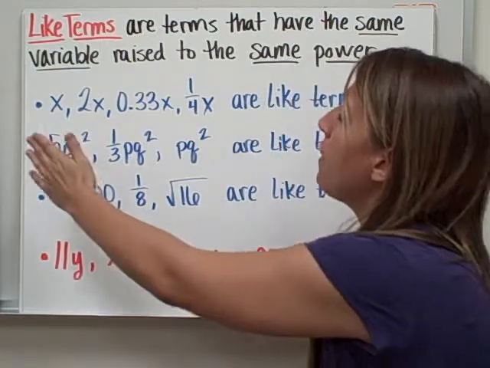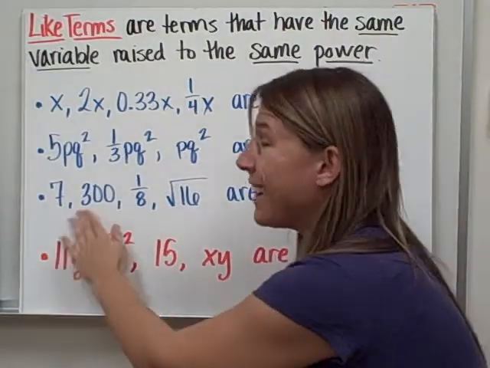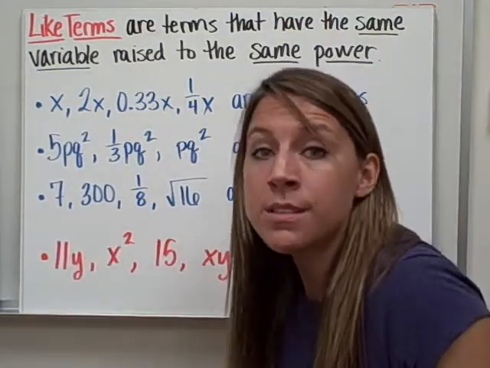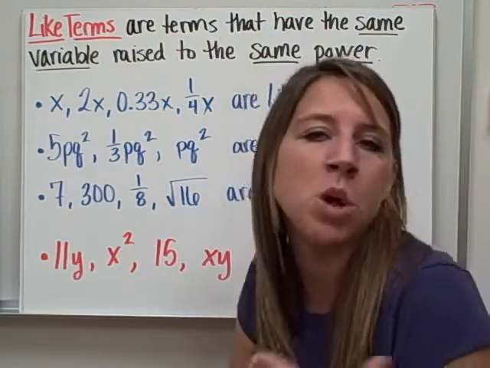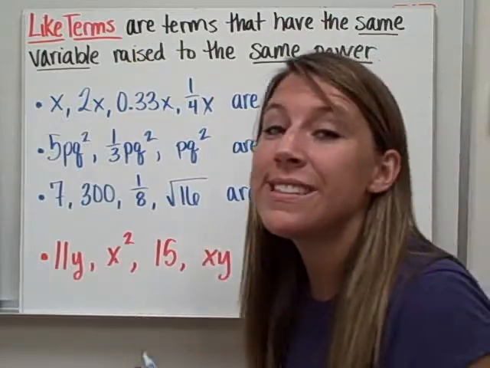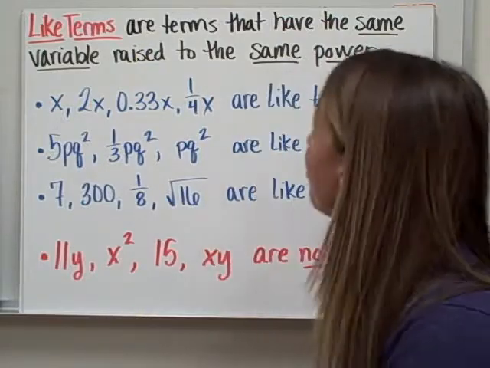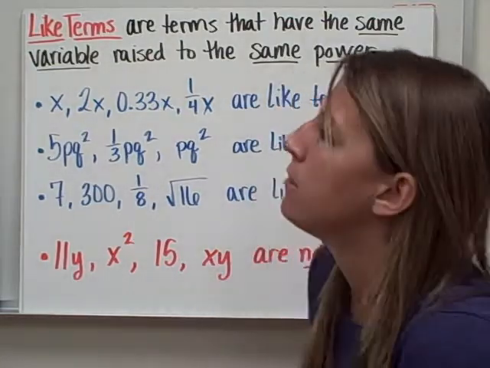And just like all of these have the same variable raised to the same power, if you have constants or just numbers that don't have a variable, well then they all technically have the same variable because they don't have one. So 7/300, 1/8, square root of 16, which is 4. They're all like terms because they have the same variable because they don't have one.